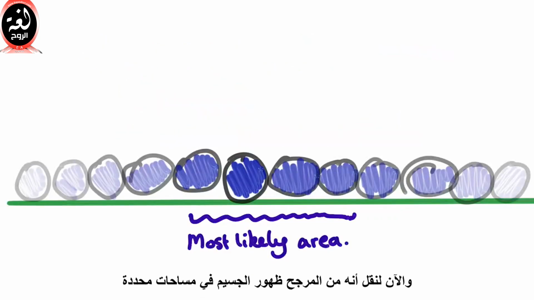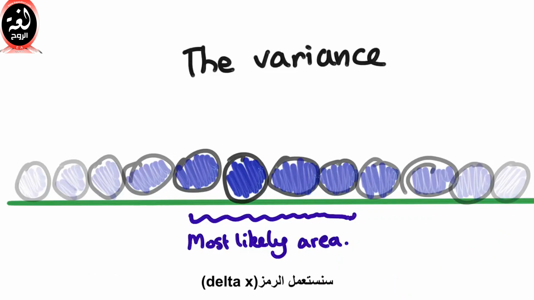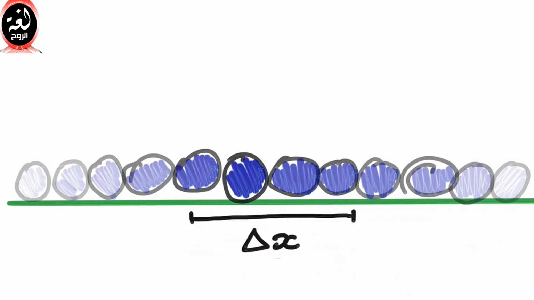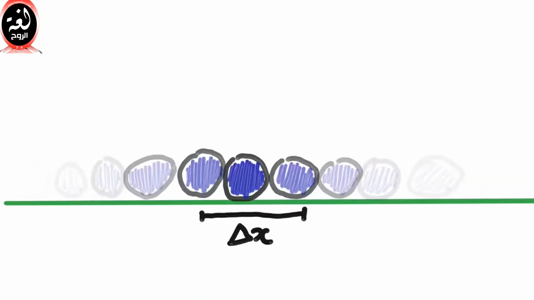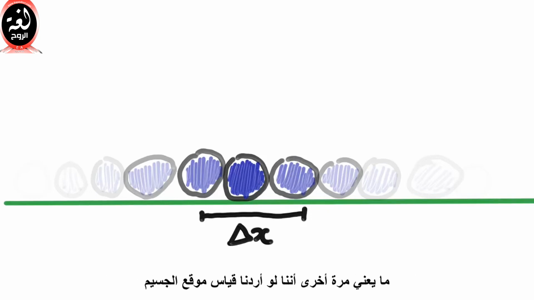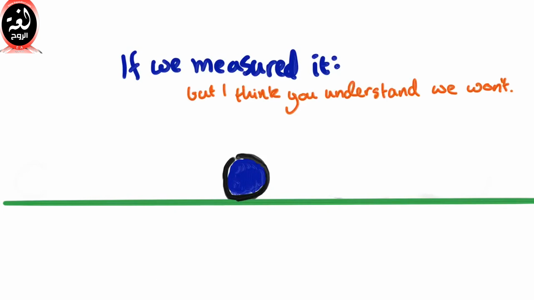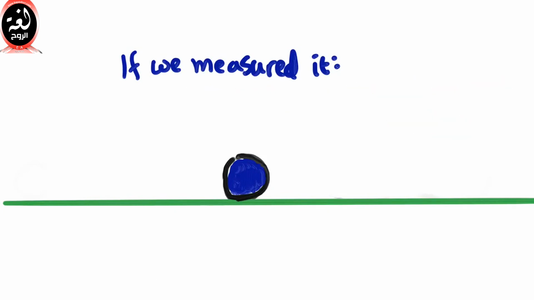Now, let's say a particle is most likely to turn up in certain areas. There's a way to mathematically describe the total size of these likely areas. We'll use the symbol delta x. So a particle could have a really small delta x, which means that it's mostly in a superposition over a very small area, which again means that if we were to measure where it is, then we could make a pretty good guess about where the particle will turn up.